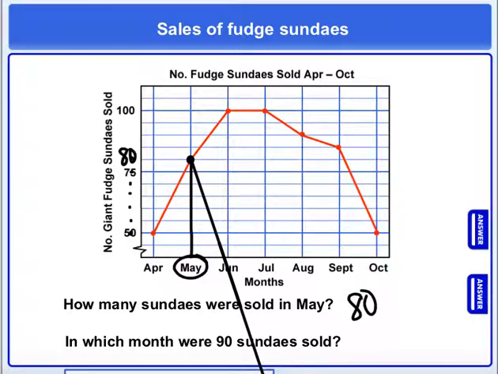Which month were 90 sundaes sold? Well, we see, all right, if that's 80, 85, 90, we're looking at this one right here. And we could say, okay, maybe it crosses there, but that's not in a specific month. That's just the jump between May and June. So we look over here and we say, oh, that's actually a month that I can talk about, and that would be August. So there were 90 sundaes sold in August.